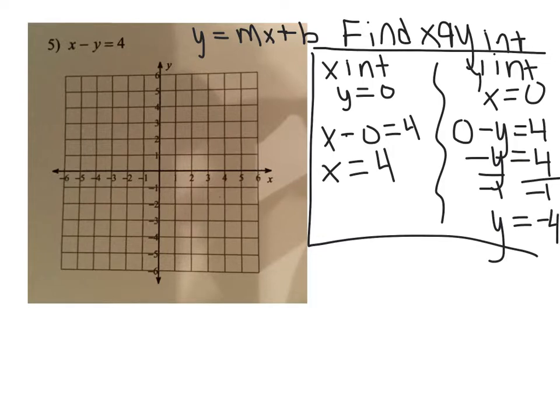So I got to graph this. I have an x-intercept of 4, a y-intercept of -4, and then you can draw your line that goes through both the dots you just drew, like that. So that's one way of showing work. Here's another way.